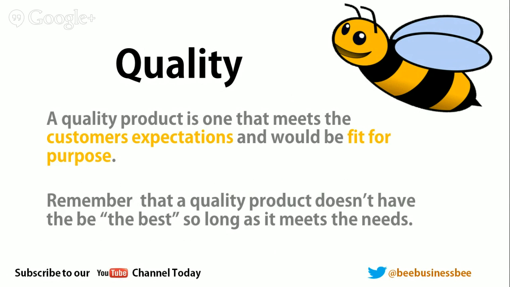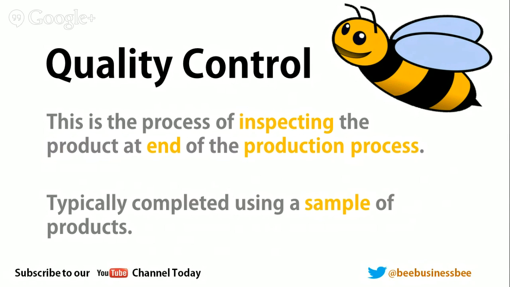It's fit for purpose. Now, within quality, you tend to have this process called quality control. Quality control is a way of inspecting the product at the end of the production process. And you would typically do this using a sample of products. Notice that you're checking the quality in this method at the end. So you've got a production line and you go along at the end and you take a sample. You check the quality, you assess it. If it's good, then you move on. If it's not, then you might go back and try and find out where it goes wrong.